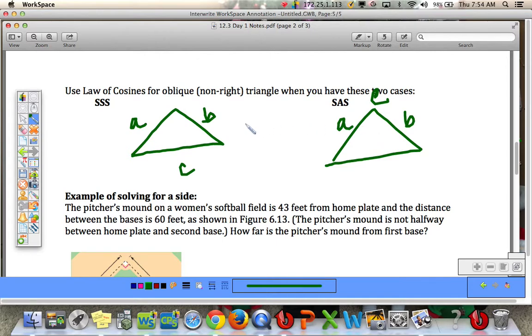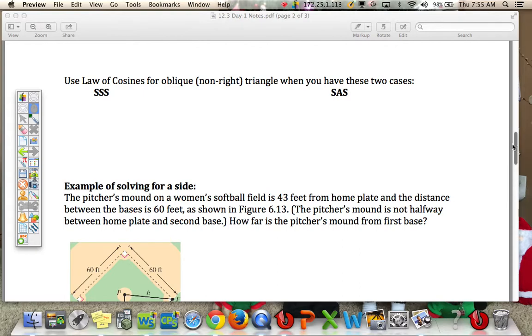So in these two cases, you have to use law of cosines because there's not enough information for law of sines. Let's do a few examples.